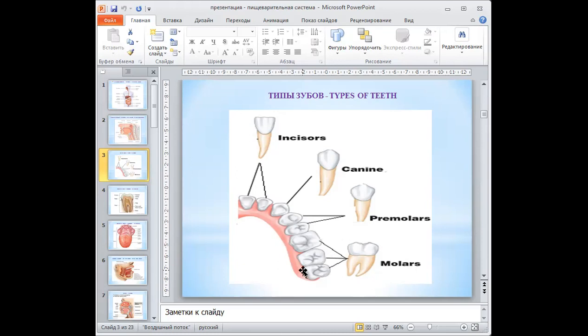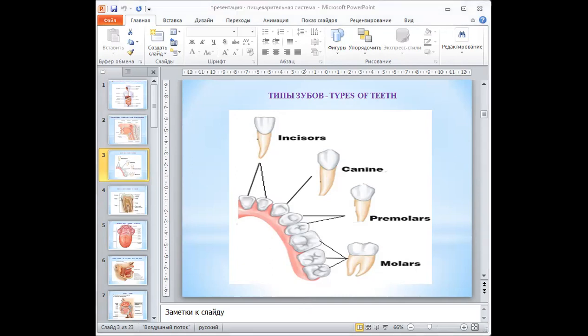Large molars. The upper large molars have 3 roots. The lower large molars have 2 roots. The tooth crown has 3 or more tubercles. The main function is crushing food. There are 6 large molars on each jaw.